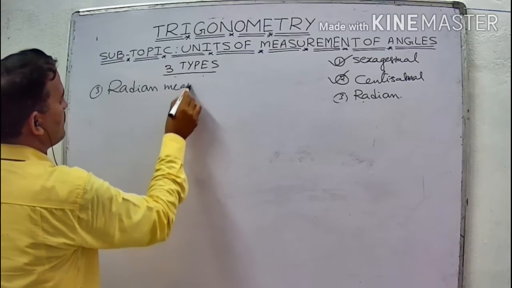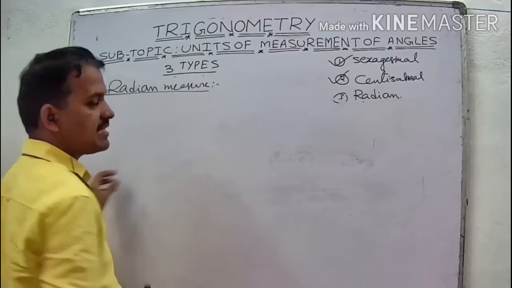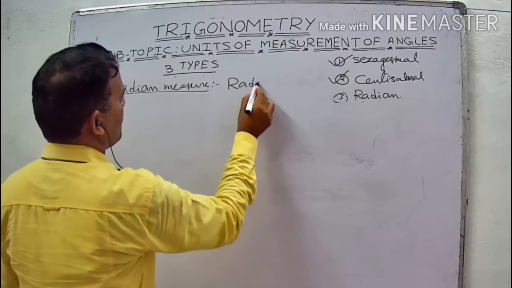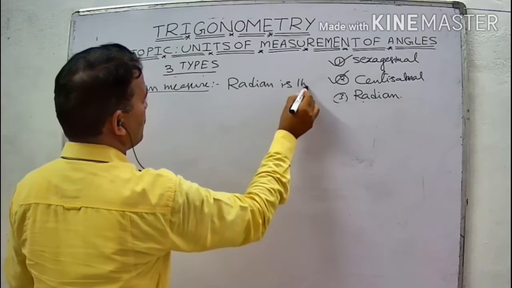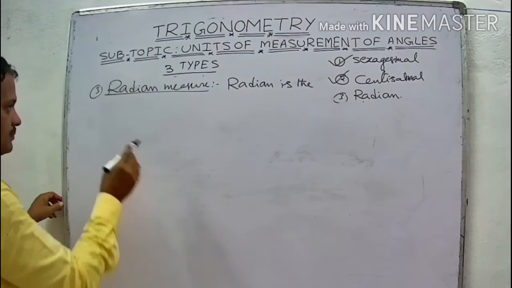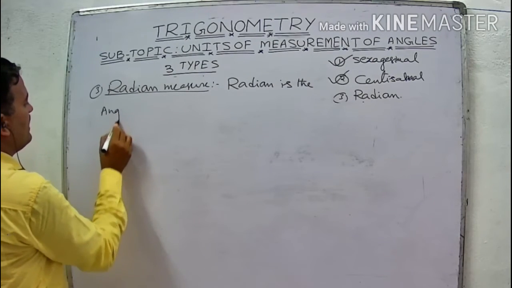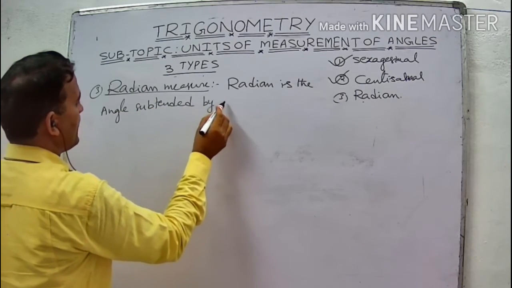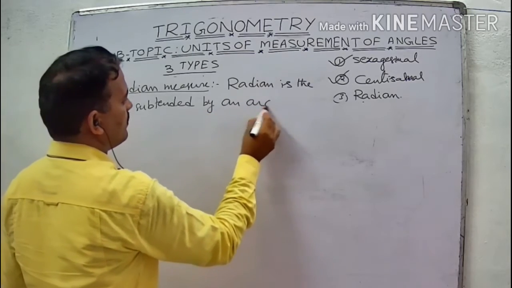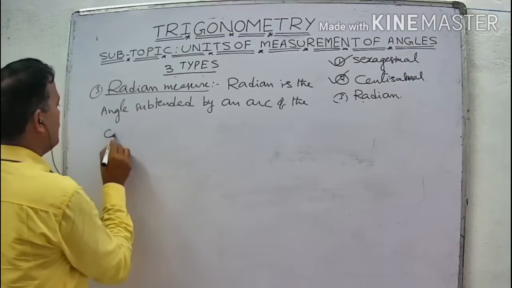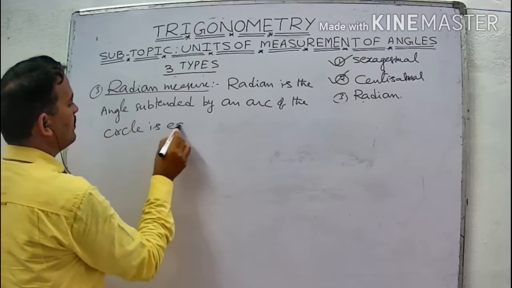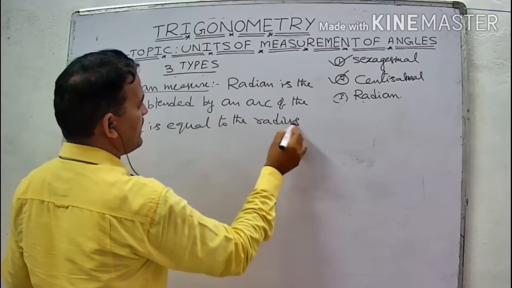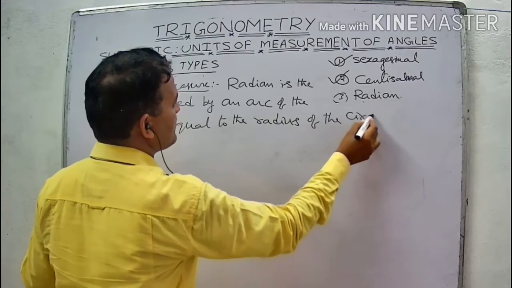So what is radian measure? This definition is also important, that's why I am writing the definition also. Radian measure is nothing but: a radian is the angle subtended by an arc of the circle equal to the radius of the circle. So this is the definition, my dear friends.